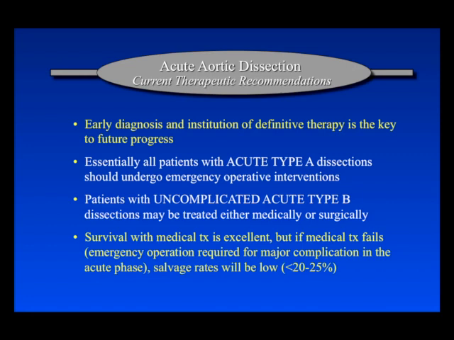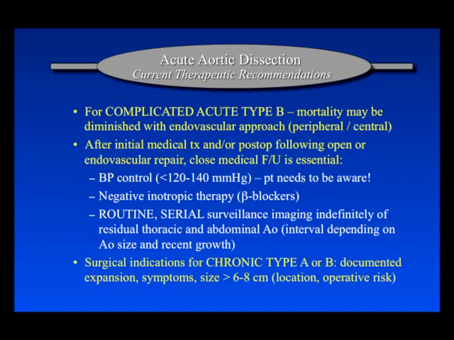Patients with uncomplicated acute type B dissections may be treated either medically or surgically if they develop a complication. Survival with medical therapy for type B dissections is excellent, but if medical therapy fails, emergency operation is required for major complications. The salvage rate will be low. For complicated acute type B dissections, mortality may be diminished with an endovascular approach if there's peripheral or central malperfusion. After initial medical therapy and or postoperatively following open or endovascular repair, close medical follow-up is essential.